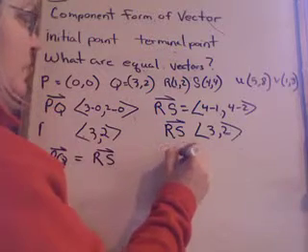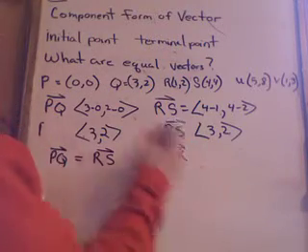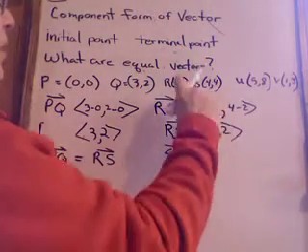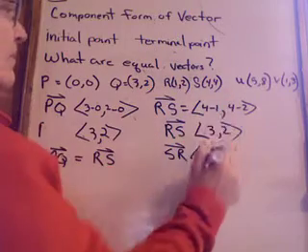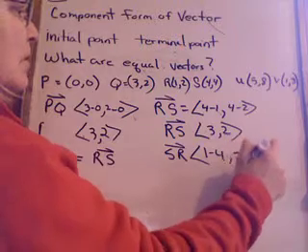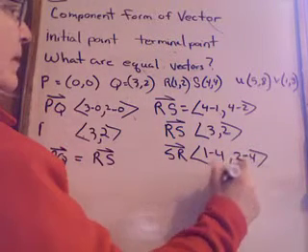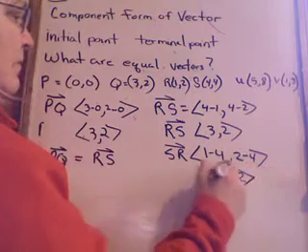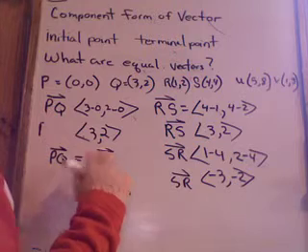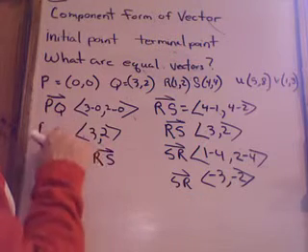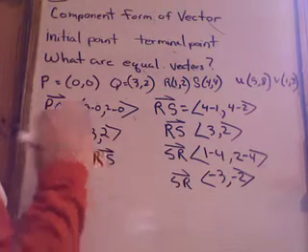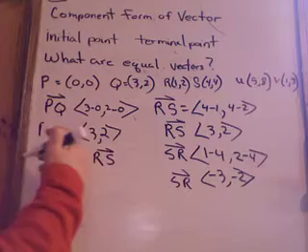What would vector SR be? SR, that means R is the terminal point, so I have to go 1 minus 4, and I have to go 2 minus 4. And what do I get there? I get -3, -2 for vector SR. Is vector SR equal to PQ? No, it's different. So equal vectors look exactly the same when you put them in component form.